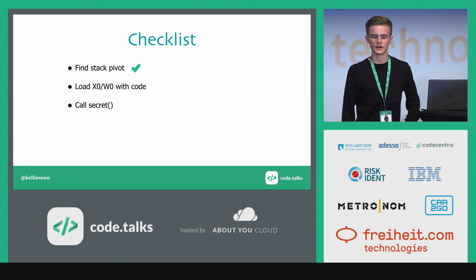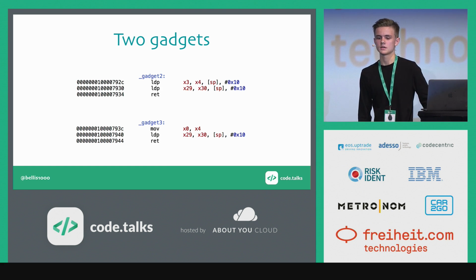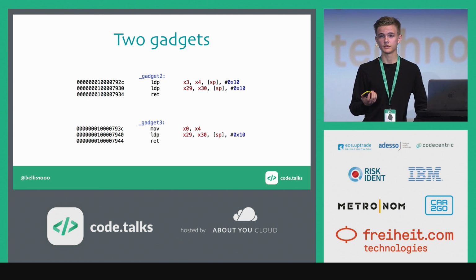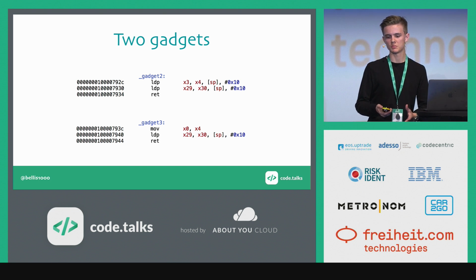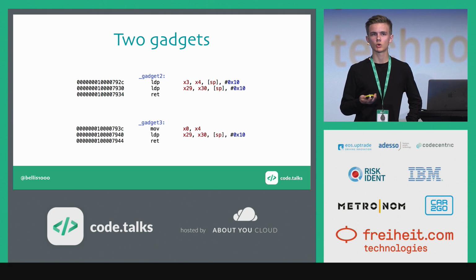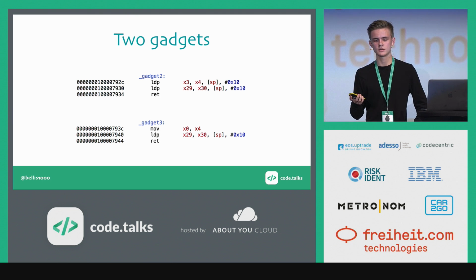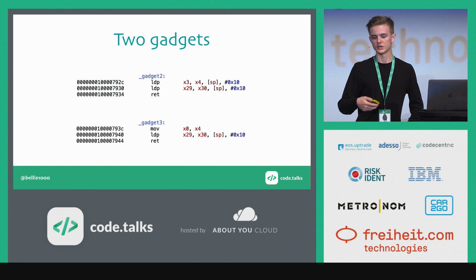Now to load x0 or w0 with the code, we need some more gadgets. So here are actually two gadgets. I did this deliberately to replicate how real-world payload construction is with ROP, because obviously you have to use the gadgets or the code that's actually in the binary. You can't write any of your own code because then you won't be able to execute it. So you have to work with what you've got. And often it will be the case that you can't find a gadget that does exactly what you want it to do, or it kind of does what you want it to do, but it gives you some side effects, or it just is not as straightforward as that.